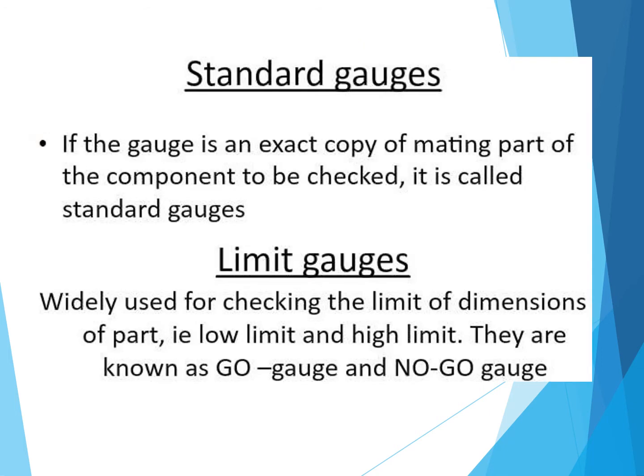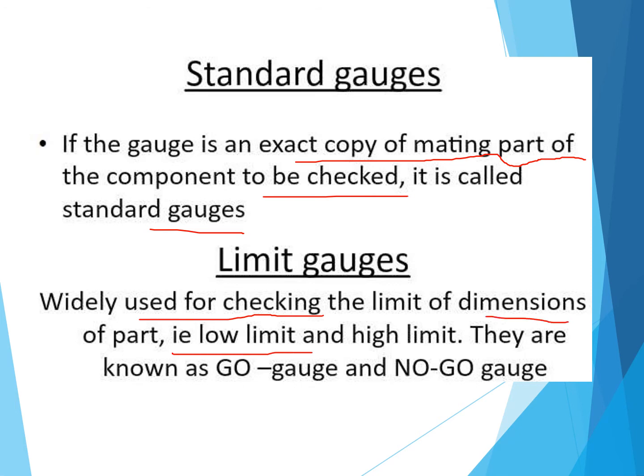The first one is called the standard gauge. In this gauge, an exact copy of the mating part of the component to be checked is used. Then limit gauges. These are widely used for checking the limits of dimensions of a part, that is the lower limit and higher limit. They are known as go gauges and no go gauges. Go means it is going to go into the workpiece, and no go means it is not going to meet the specifications.